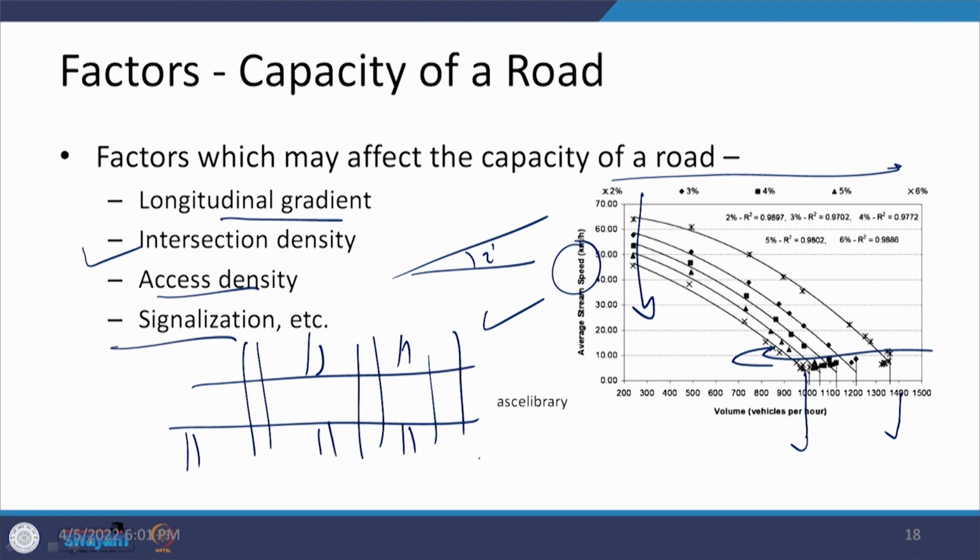Then signalization, because vehicles have to stop at that location and then start and move again. This also makes a difference to the capacity of a road, because at some point in time there is no traffic, and at some point traffic comes in a platoon because it has been allowed to move with the green. So these are various factors which affect the capacity of a road, and we have to take them into consideration while deciding the size of a facility.